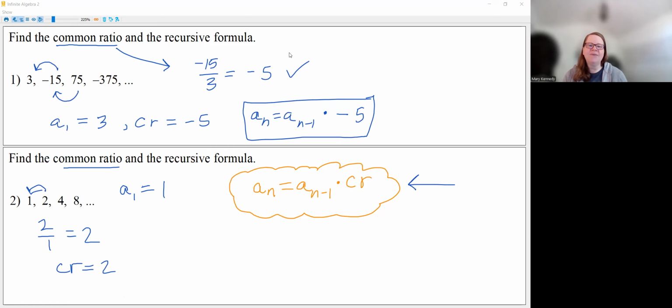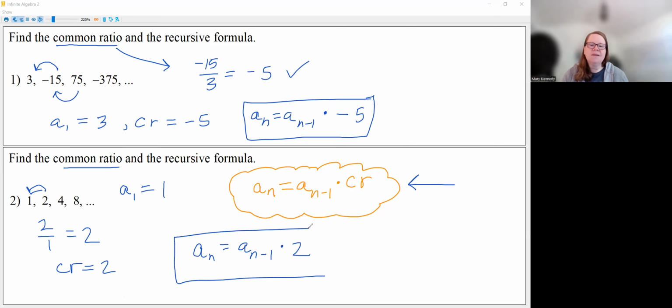All right, so now let's write the formula. So a sub n equals a sub n minus 1. N minus 1 means the term before the one you're looking for. So it's just the previous term times our common ratio, which is 2. That's it. That's the recursive formula.